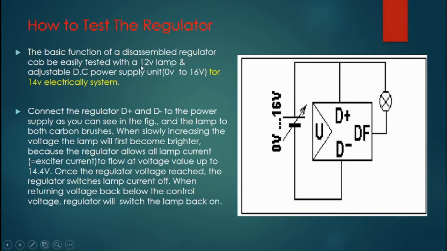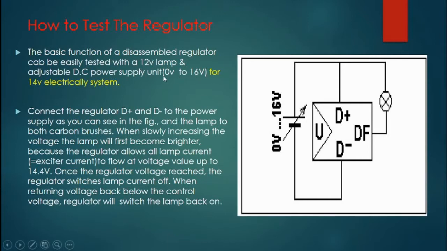Easily you can test. For it we need a 12 volt lamp and an adjustable DC power supply, 0 to 16 volts. This is for 14 volt systems. If you want to check the regulator of a 24 volt generator, then you need a power supply of 0 to 30 volts.